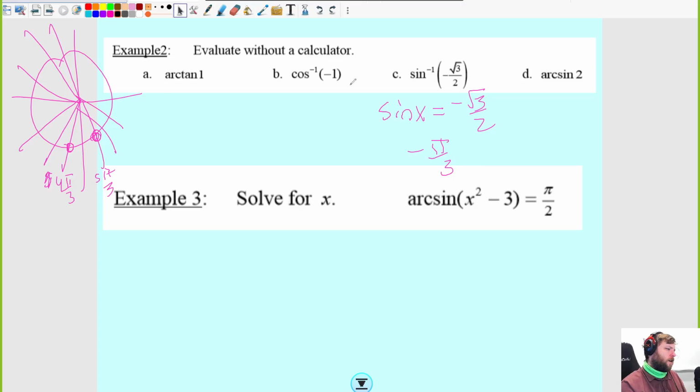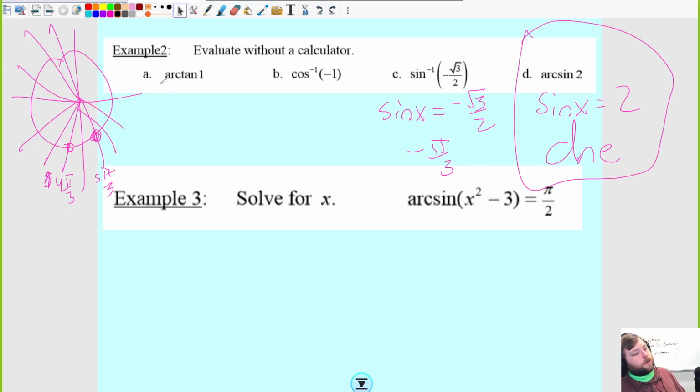Let's talk about arc sine of 2, though. So what's arc sine of 2? Let's say sine of x equals 2. When does sine equal 2? Never. Correct. Because the unit circle goes from negative 1 to 1. So kind of a trick question. Haha, got you.